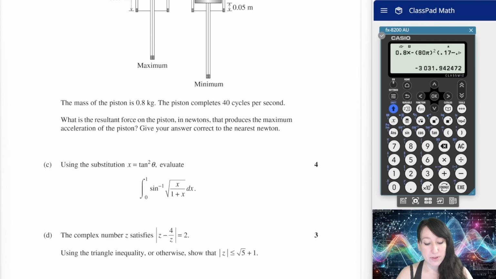Question 15D. The complex number z satisfies the modulus of z minus 4 over z is equal to 2. Using the triangle inequality or otherwise, show that the modulus of z is less than or equal to root 5 plus 1.